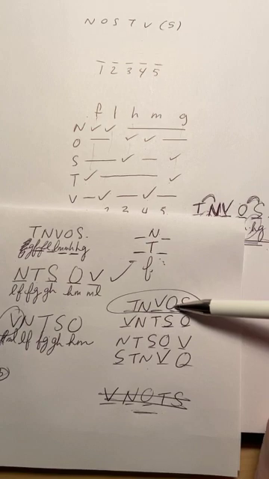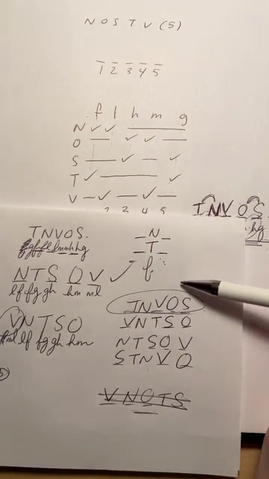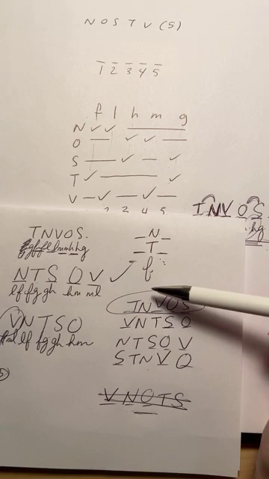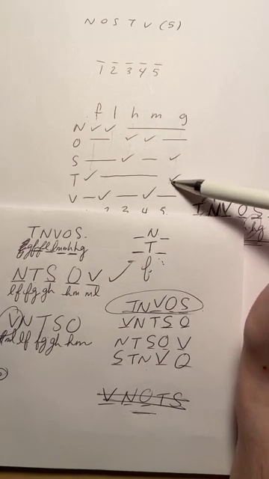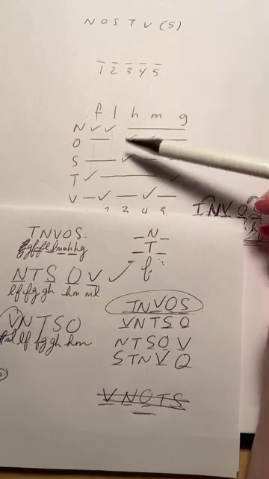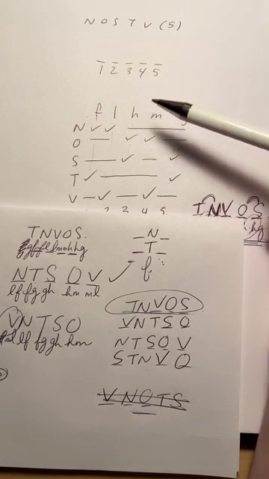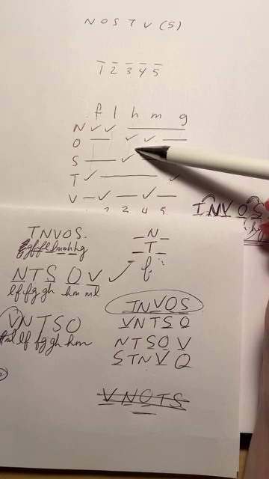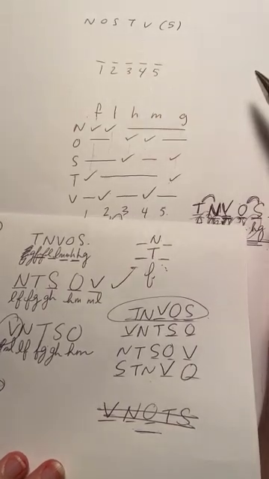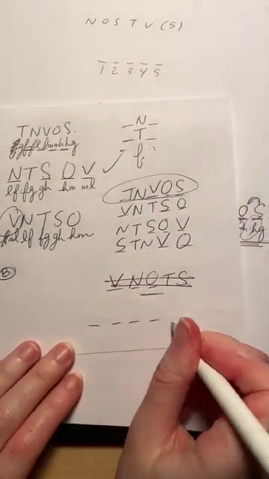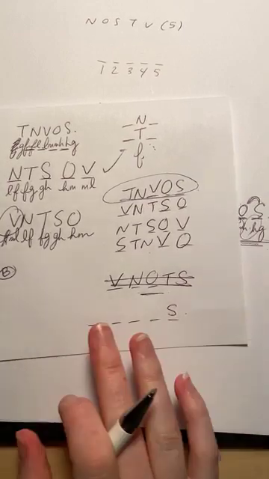So what could be true? N third, O third, T fourth, V first, V second. Oh, interesting. So there must be some option I'm not seeing. S, T. Yeah, what am I not seeing? O and N definitely don't have anything in common. O and T don't have anything in common. If S is fifth, it could be true.